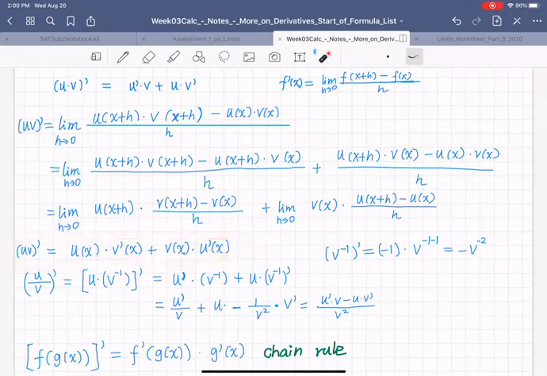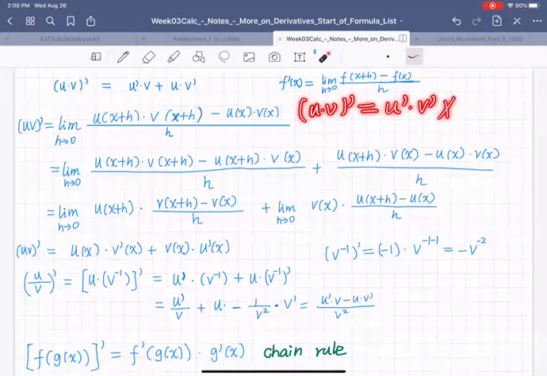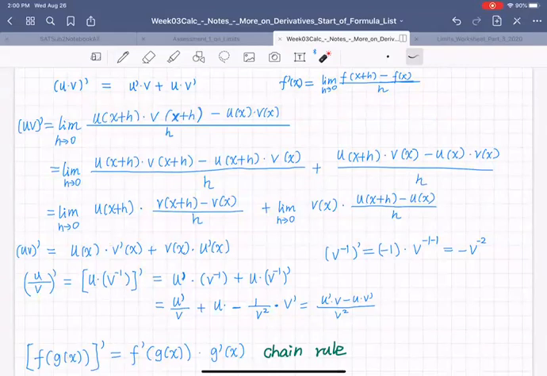Because some people may say, the derivative of UV should be U derivative times V derivative. No, it is wrong. This is wrong. Math and science are not like social study, where you just guess or use imagination. No, you have to show it, prove it.